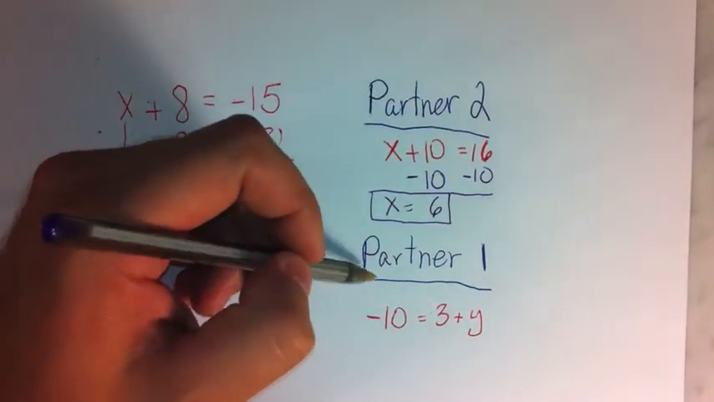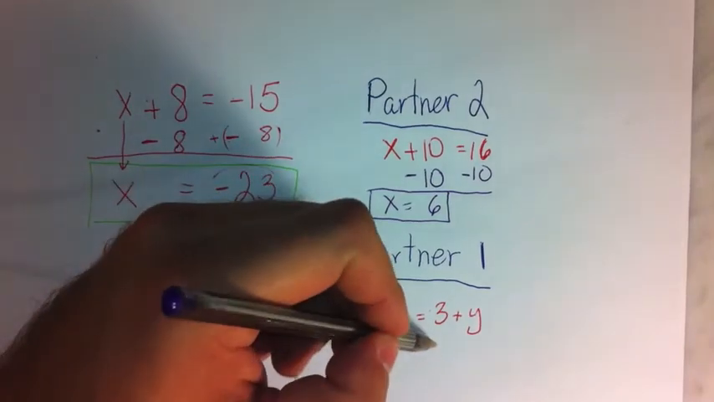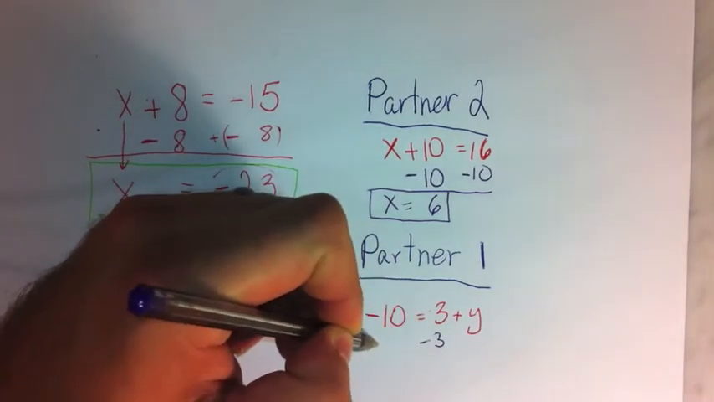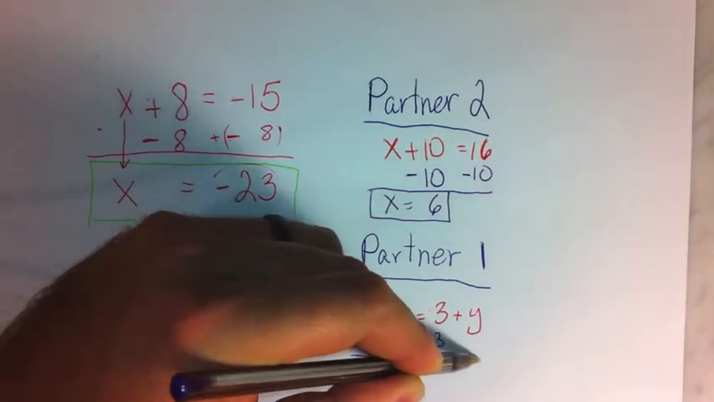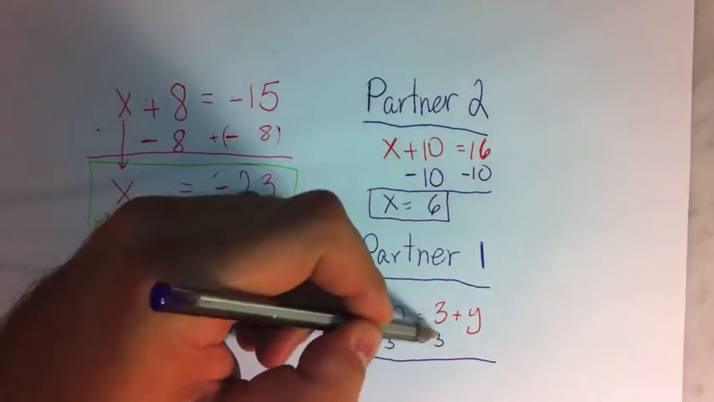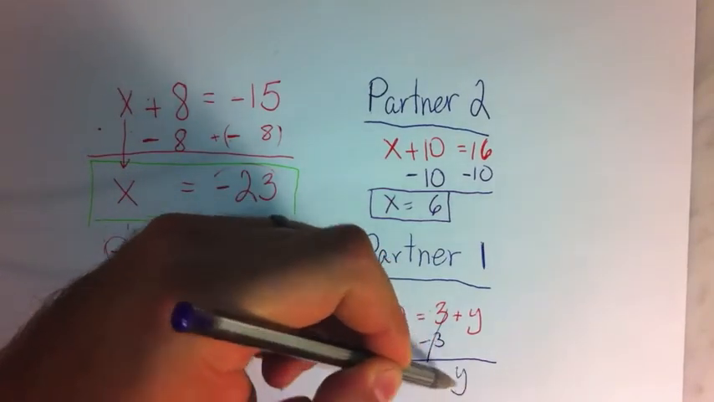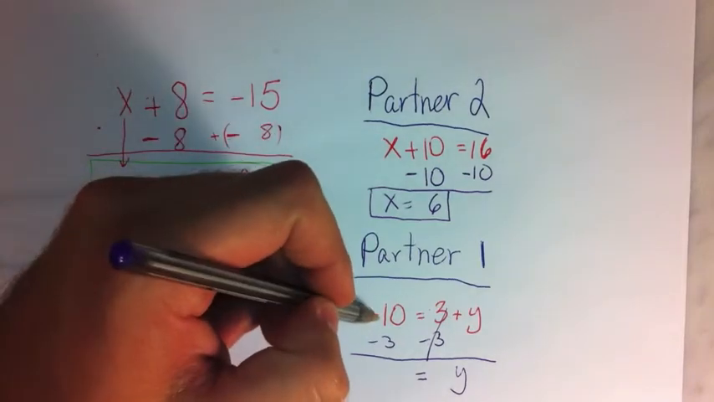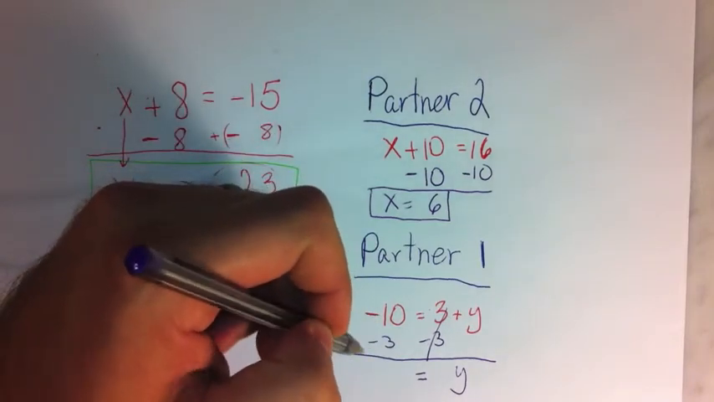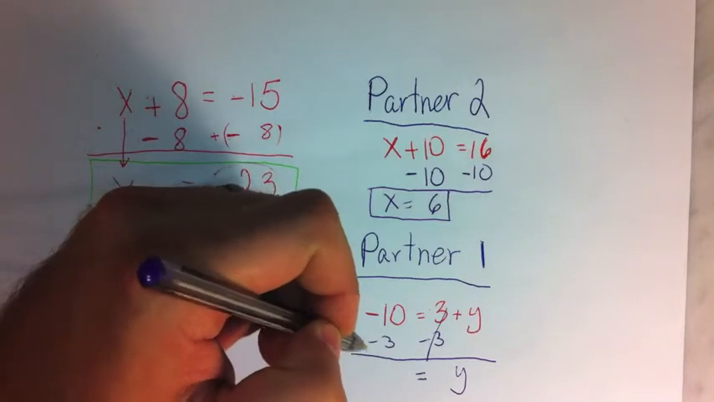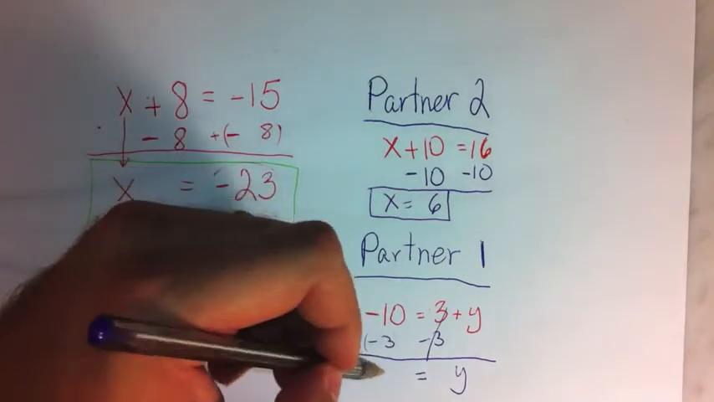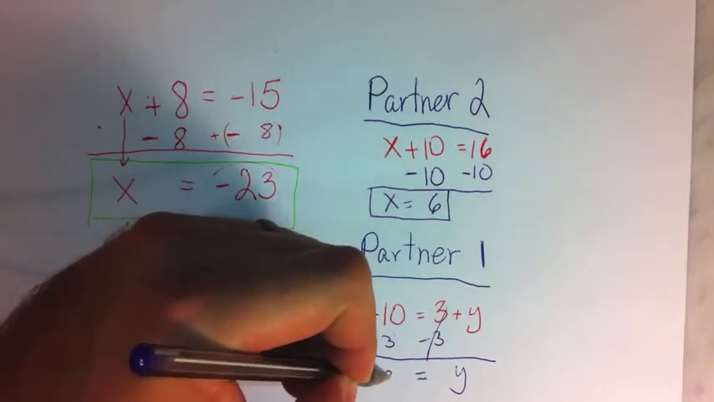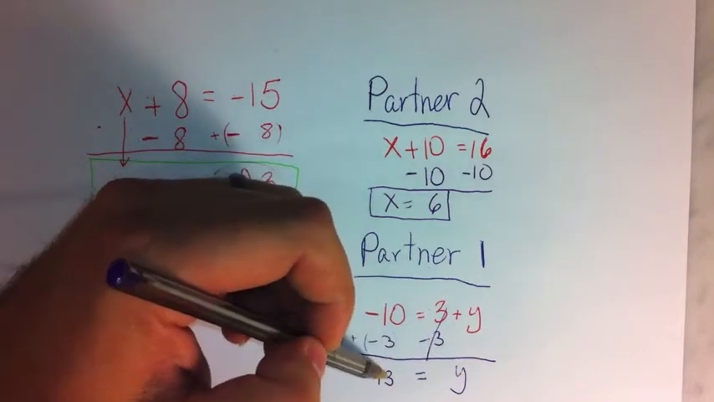Partner 1, excuse me. You guys should have subtracted 3 from both sides. And when you did this, you should have found out these guys cancel. Your y is left over. The equal sign drops down just to where it was. And then negative 10 minus 3 is the same thing as adding negative 3, isn't it? Yes, it is. This equals negative 13. So y equals negative 13.